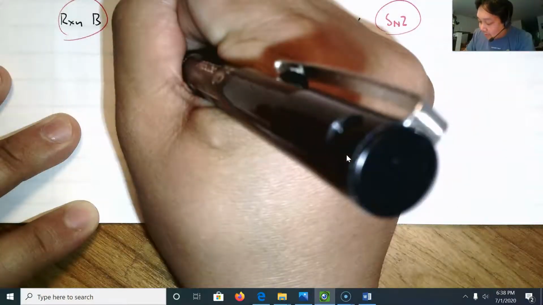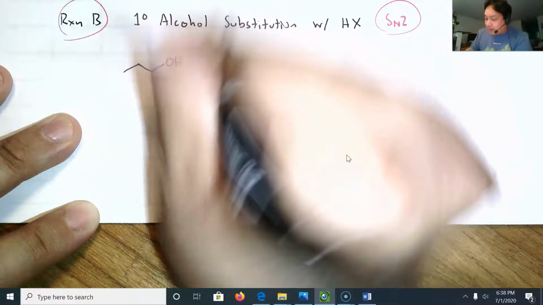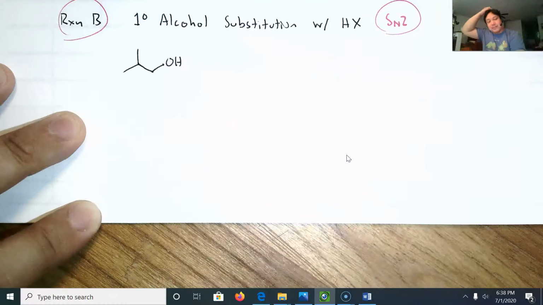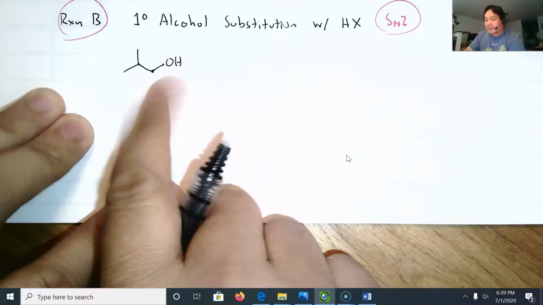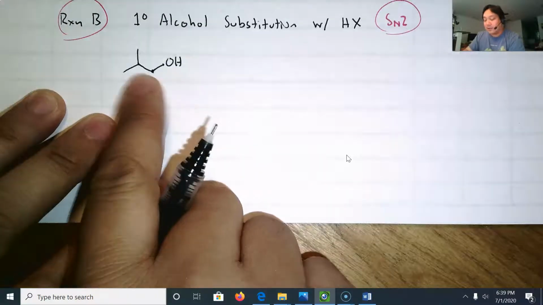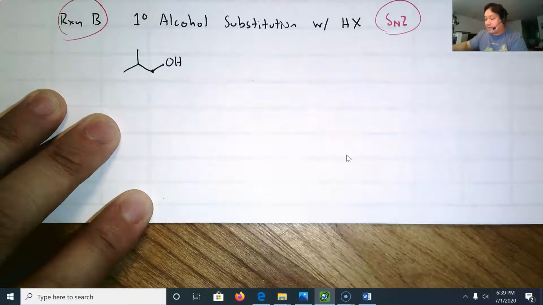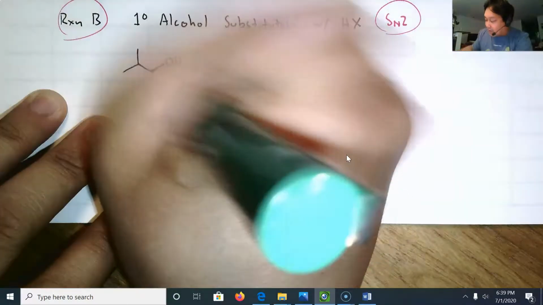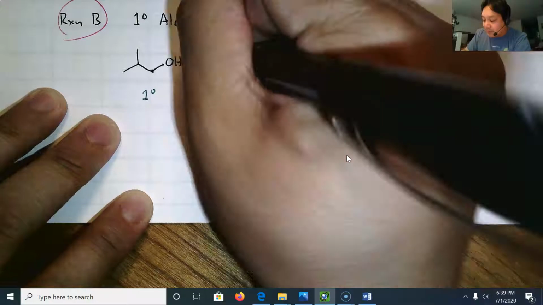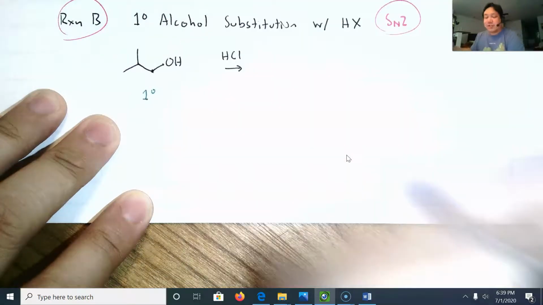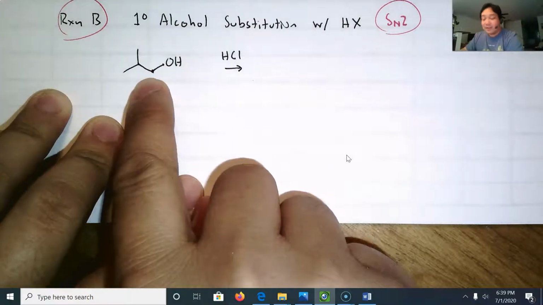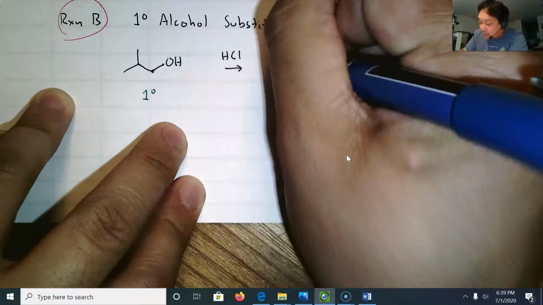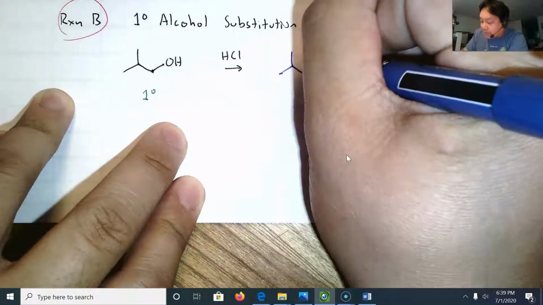Now it's primary. Let me just double check. I'll put a branch here. It doesn't matter, but make it a little more interesting. It's still primary, right? That dot is connected to oxygen, and that dot only is connected to one other carbon. We're still going to react it with HX, and let's use HCl now. HBr or HCl is fine. That carbon is not chiral, so when you do your substitution, there shouldn't be any wedges and dashes.